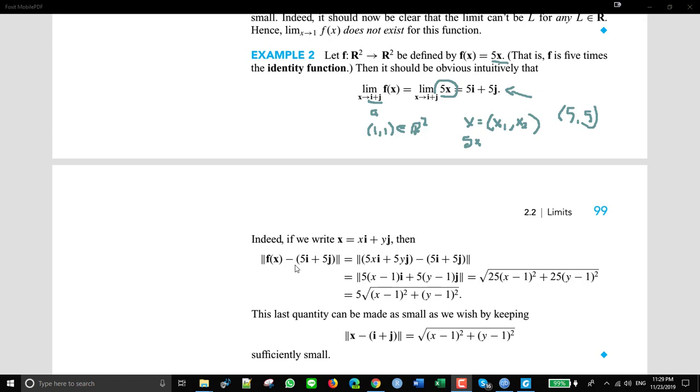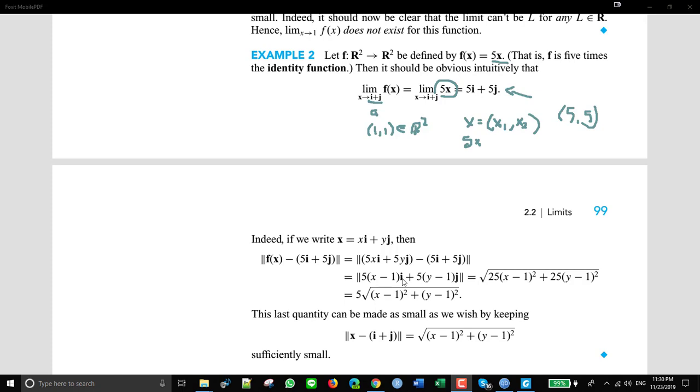So we consider the distance of f from what we propose the limit to be, which is 5i plus 5j. This is the way we would write that distance. Then we can expand this. So f of x means 5x, if this is x, then it's 5x i plus 5y j. Again, I wouldn't write it that way, but we can write it that way. Minus 5i plus 5j, the proposed limit. So this is the distance. We can rewrite that like this.